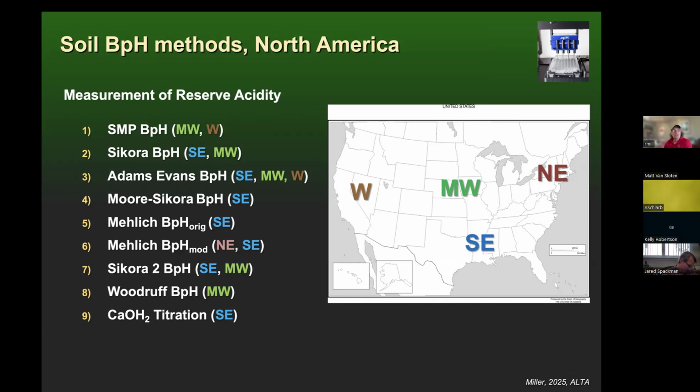Frank, when he developed the Sikora buffer, he wasn't satisfied. He went back to the lab bench and did a more advanced version. And really the only difference between Sikora 1 and Sikora 2 is that Sikora 2 is using 2 normal KCl basically as its primary measurement of the pH.